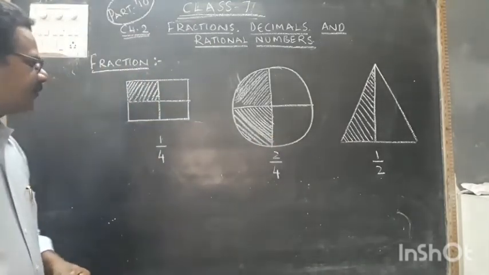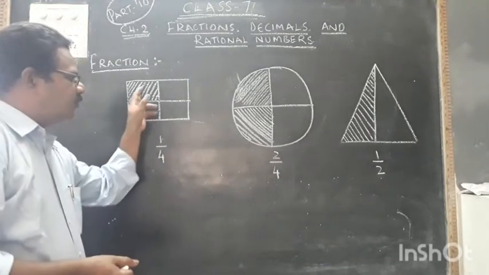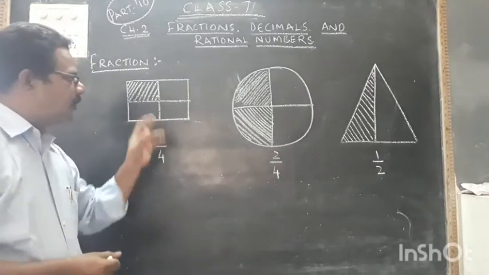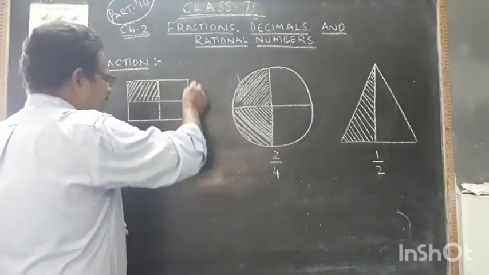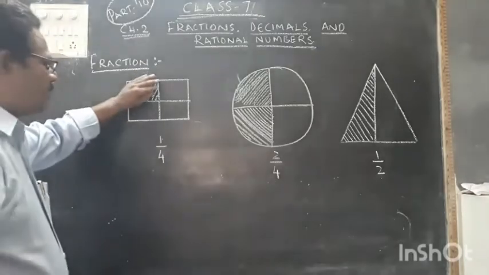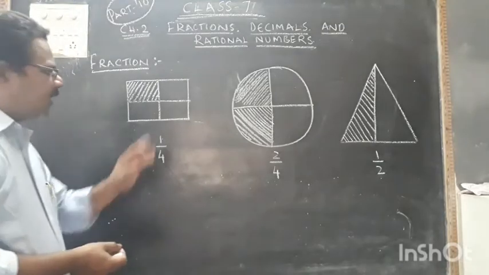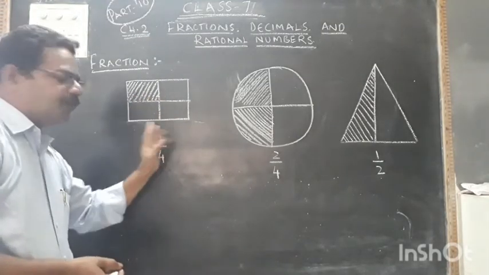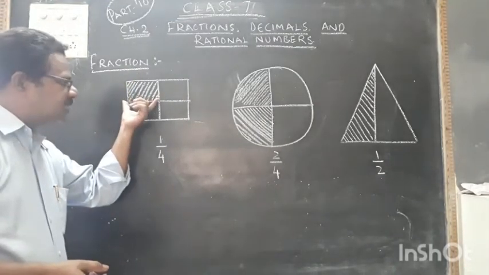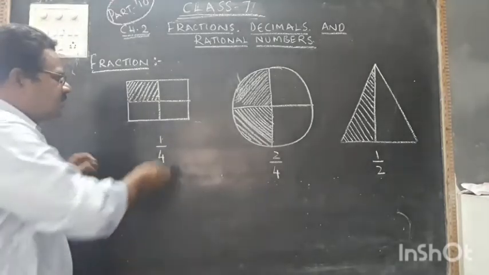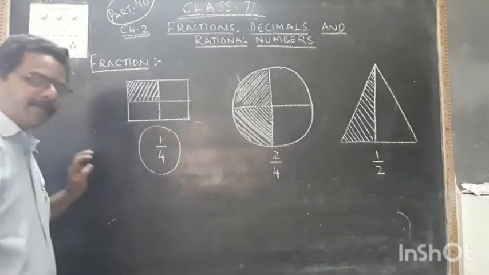Please observe the figures. Here in the first one I have taken a rectangle and made it into 4 parts. In those 4 parts, I shaded one part. That means it is completely a whole, and in that whole, some part is removed or taken or shaded. Here there are totally 4 parts, and I shaded only one part. So we have to discuss this particular part. That's why this is one part out of 4 parts. It can be written as 1 by 4.